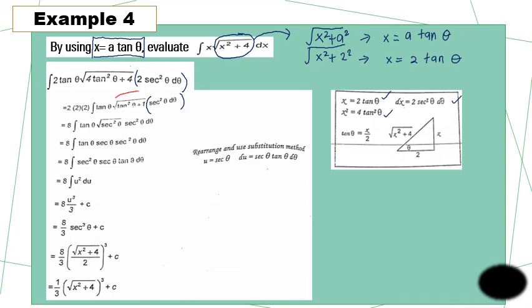Okay, we want to simplify again this equation. So we use the trigonometric identity to change this tangent squared theta plus 1 into secant squared theta. The identity we will use is secant squared theta equal to tangent squared theta plus 1. So we substitute into this. We simplify this. Then we have the secant theta times secant squared theta.